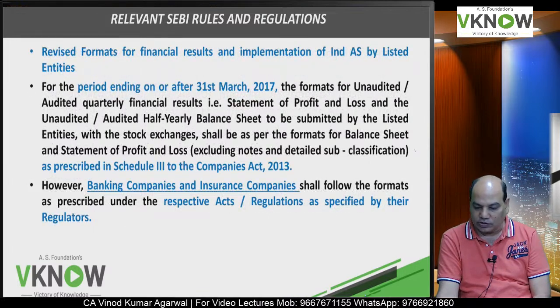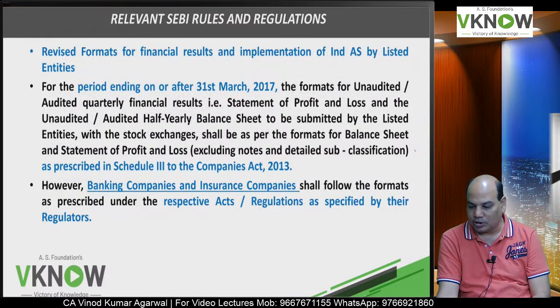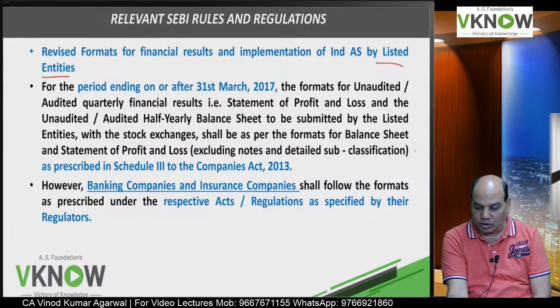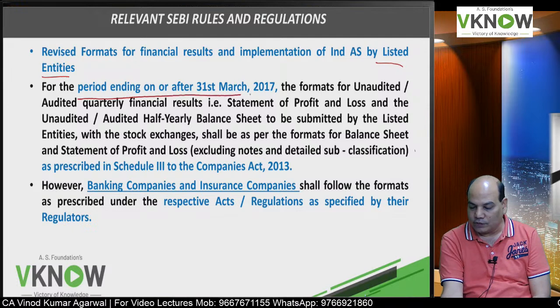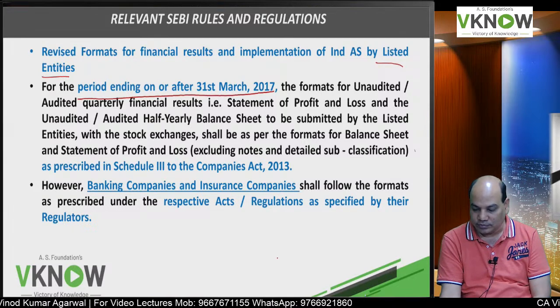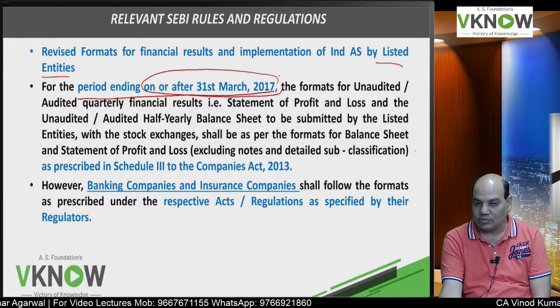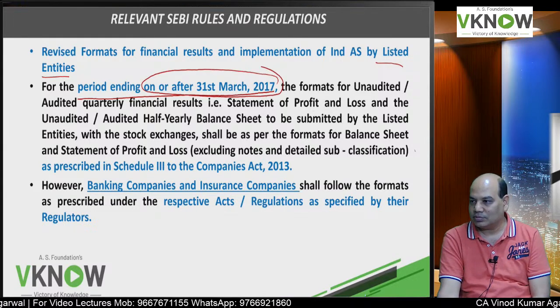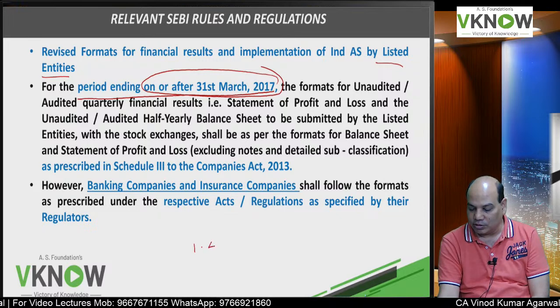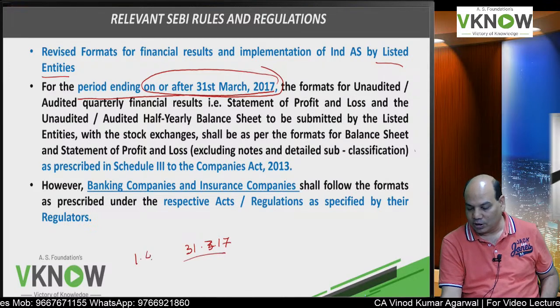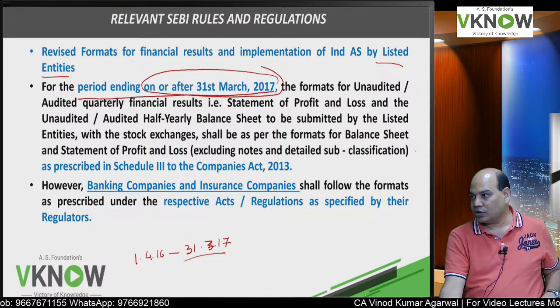Then next is revised format for financial results and implementation of Ind AS by listed entities, for the period ending on or after 31st March 17, that is your first Ind AS year ending date. Do you remember? The first Ind AS year was ending on 31st March 17. Easy to remember the date because Ind AS became applicable from 1/4/16.